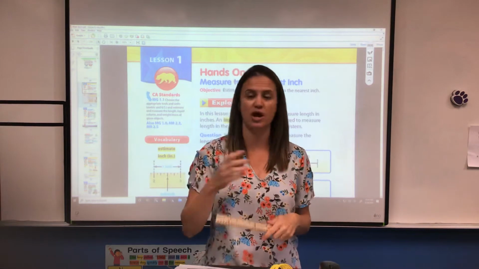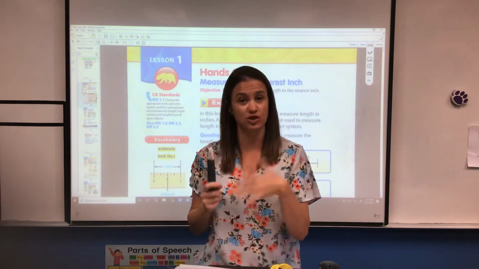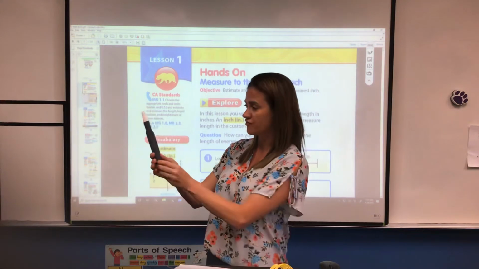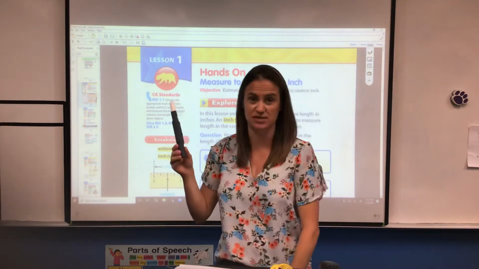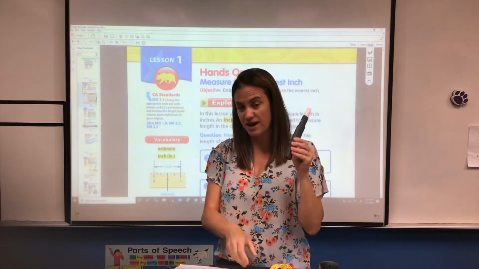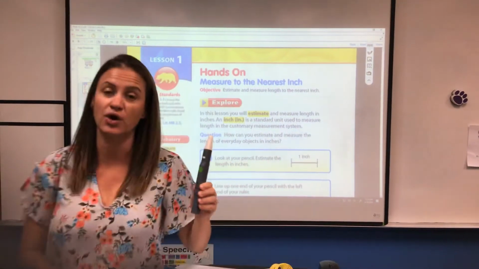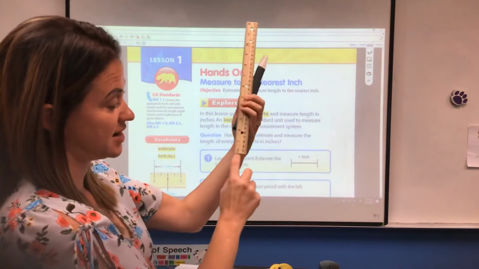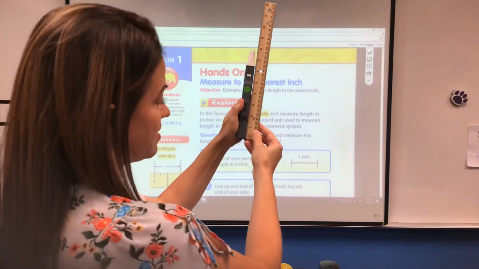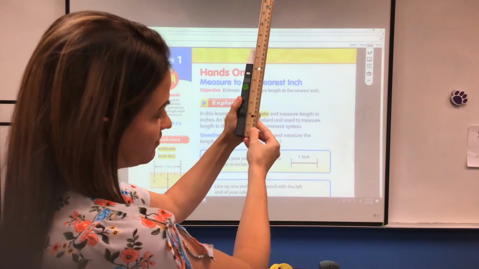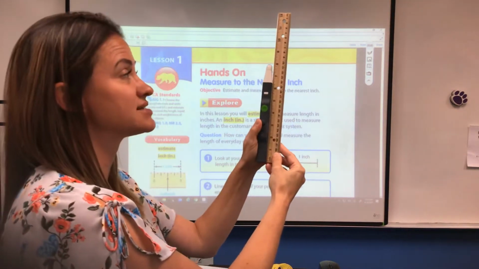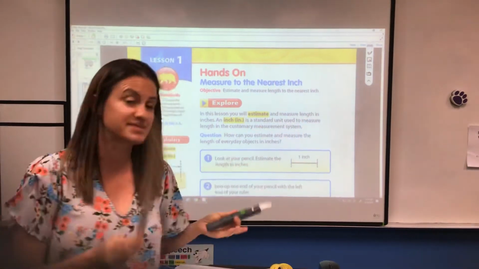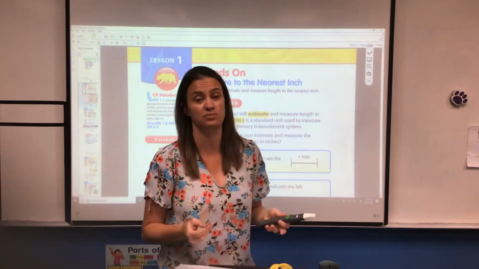So what we're going to do today is estimate and measure. What that means is before you measure an item, we want you to look at it first and take a guess of, I believe maybe this is about 6 inches. After I take my estimated guess, I'm going to take my ruler, make sure it's on the side that says INCH, and make sure my ruler touches the very bottom of whatever I'm measuring, and then I will see that the exact measurement is around 8 inches. So my estimate was 6 inches and my measurement is 8.